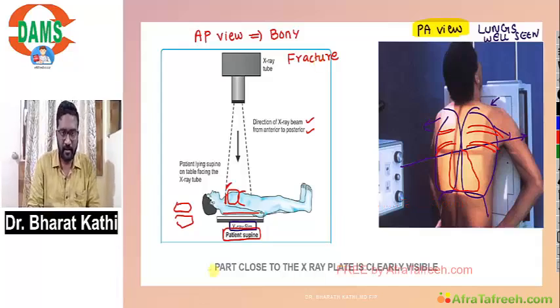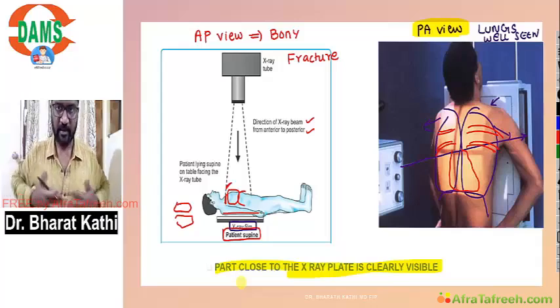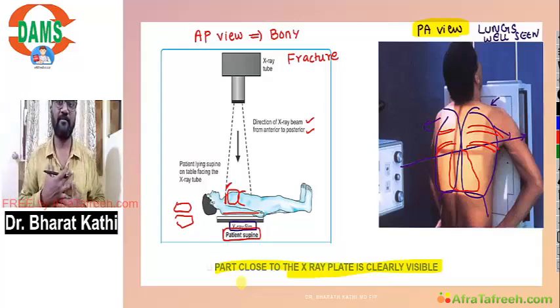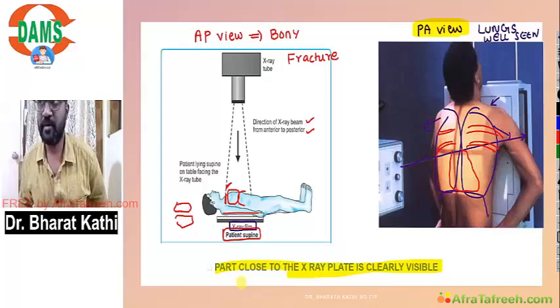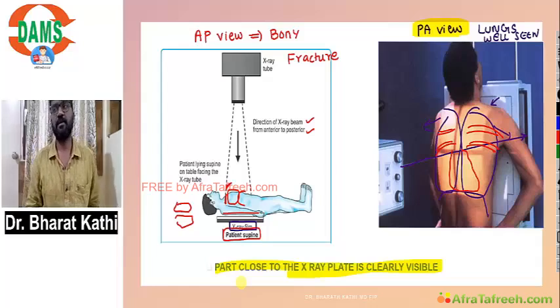And there is a mnemonic: the part close to the X-ray plate is clearly visible. So in a PA view, the X-ray plate is here, so the anterior portion, the lungs, are clearly visible. Whereas in AP view, the X-ray plate is posterior. That's why you see the scapula and bony landmarks very well.